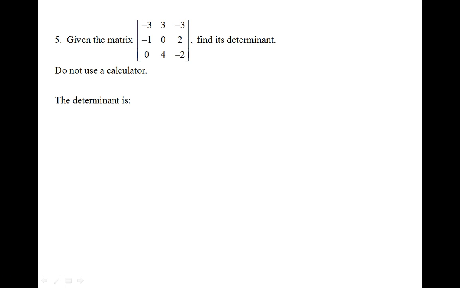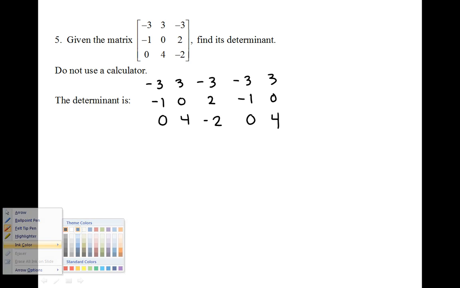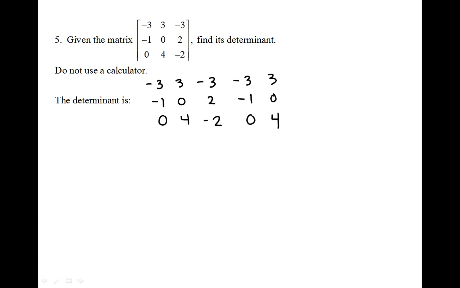I'm going to do it like the earlier one I did: negative 3, 3, negative 3, negative 1, 0, 2, 0, 4, negative 2. I'm going to repeat the first two columns: negative 3, negative 1, 0, 3, 0, 4. Let me get a new ink color. I'm summing these products.